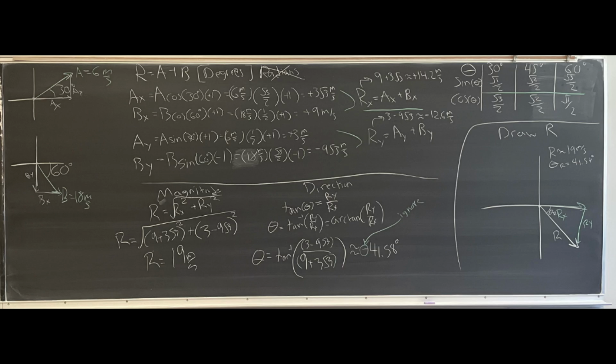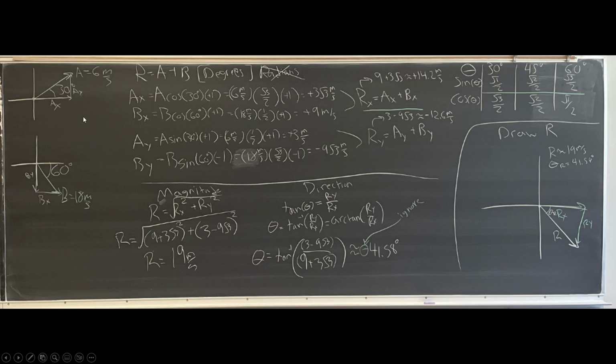Now, not every vector, and most vectors you add together, are not going to be parallel. So if we want the resultant of A and B, where vector A has a magnitude of 6 meters per second, and it's up and to the right, 30 degrees above the x-axis, and vector B is down and to the left, 60 degrees below the positive x-axis. Vector B has a magnitude of 18 meters per second. We're going to need to break these vectors into their x and y components.